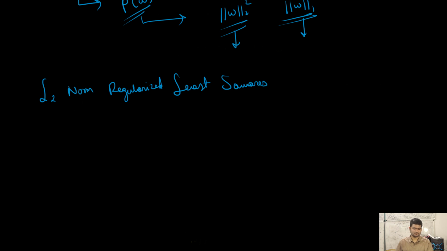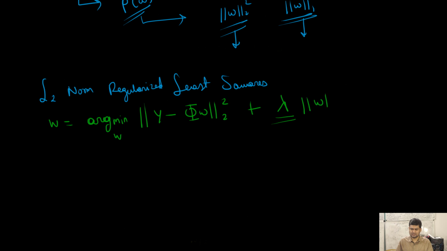which is minimizing. So here W is given by arg min over W, norm of y minus phi times W squared, plus some lambda, which is a hyperparameter. And towards the end of this lecture, we'll see how to select the value for the parameter lambda, times the L2 norm squared of the parameters.